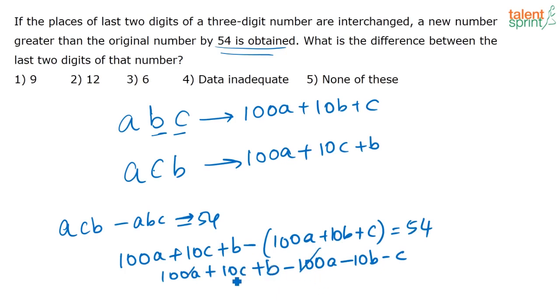So you are left with 10C minus C. What is 10C minus C? That is 9C. B minus 10B, that is minus 9B. So 9C minus 9B is equal to 54, or I can say C minus B is equal to 54 divided by 9, that is equal to 6.